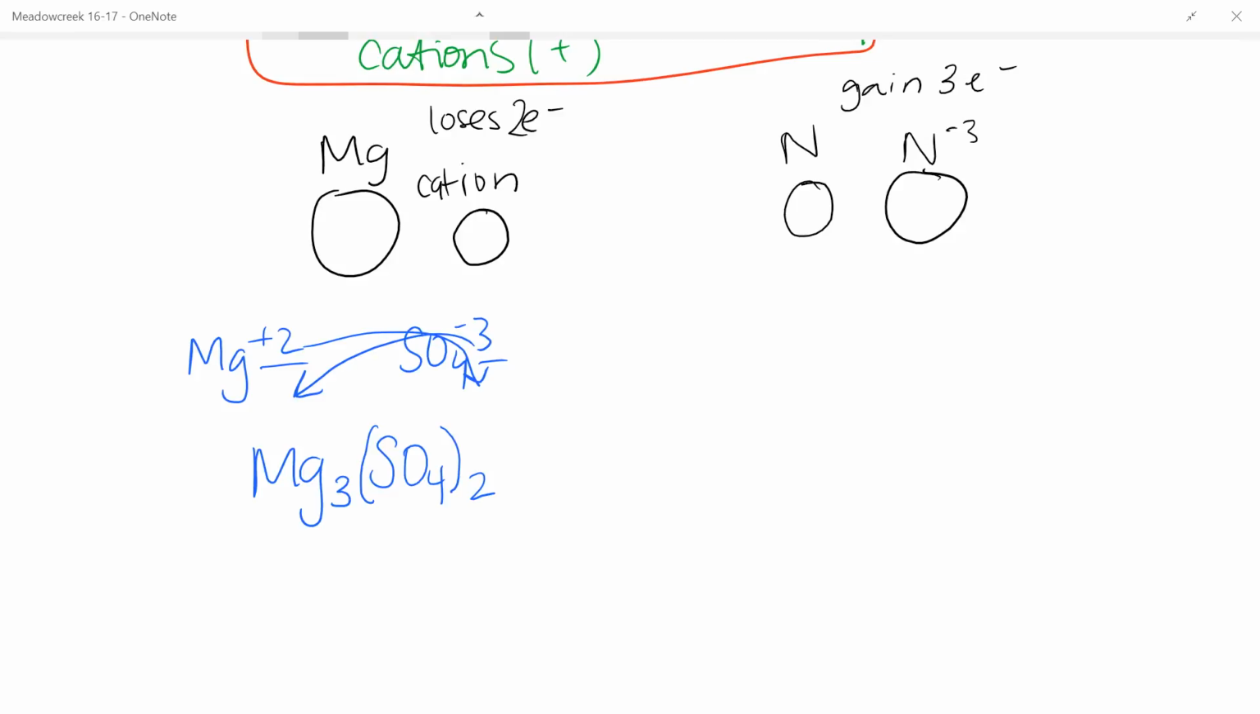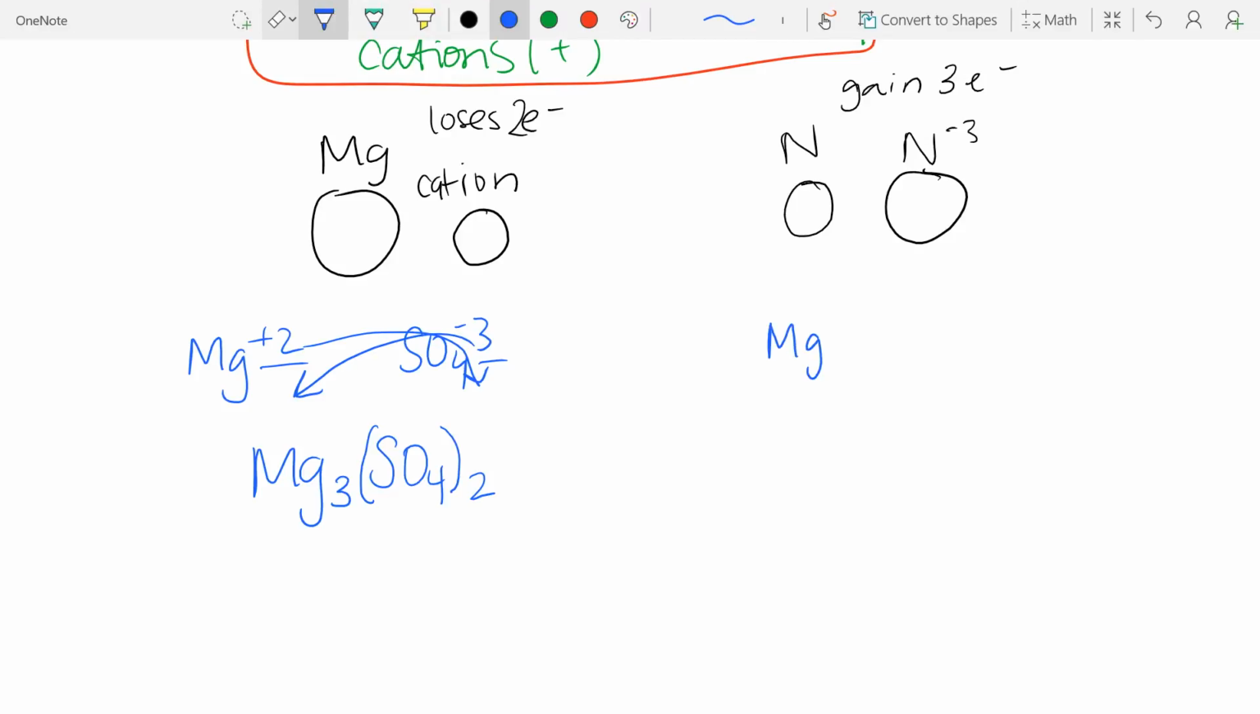Now, with that being said, if they give you Mg3(SO4)2, you need to recognize that Mg is a metal, which makes it ionic. So this will be magnesium. And then we find SO4 on the back of our periodic table, and it'd be sulfate.